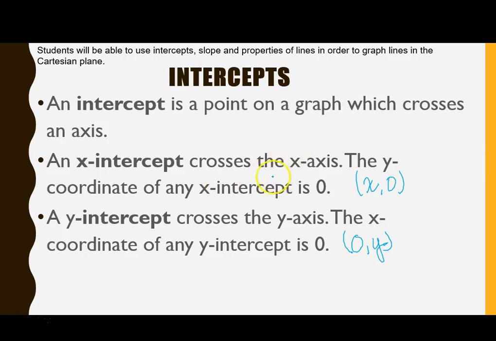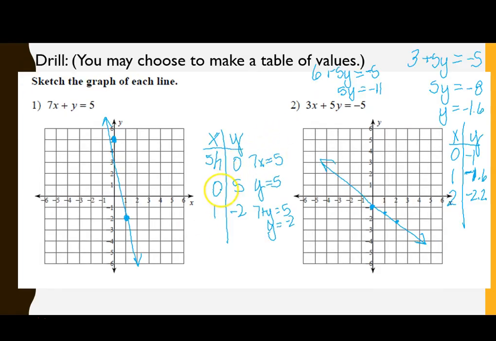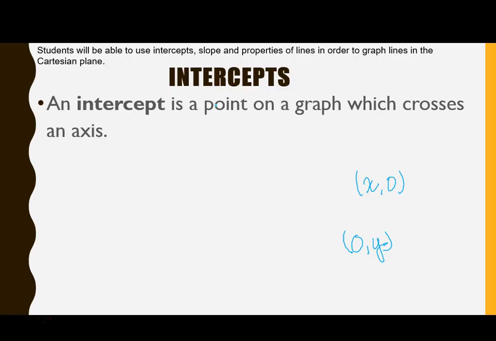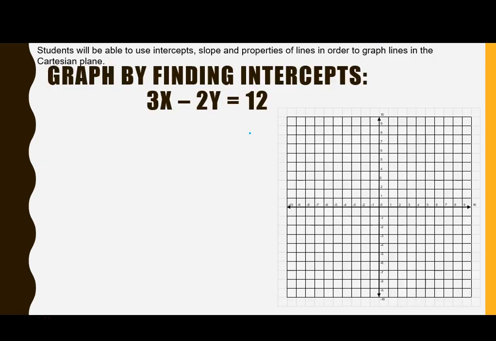So like we did today on the drill, on that first drill problem, these right here, I actually used intercepts. I graphed my x-intercept and I graphed my y-intercept. Because this was a decimal, I decided to graph an extra one. But we're just getting an idea of what the graph looks like. So when you find these x-intercepts and y-intercepts, you want to do it by plugging in 0 for x and for y. So we're going to graph this by finding intercepts.